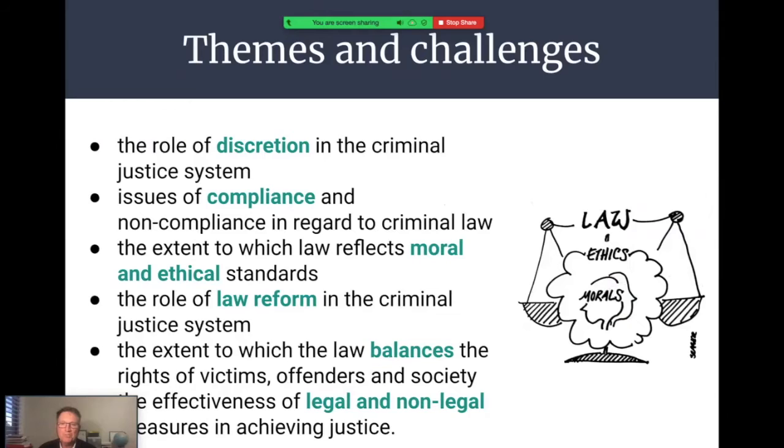The themes and challenges, again, are often assessed in the HSC exams. It is fundamentally important that you understand the themes and challenges, you have evidence to back up all of the themes and challenges, and you can link the themes and challenges to the content we have to learn about within our syllabuses.